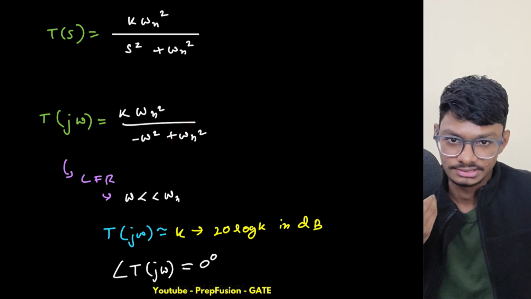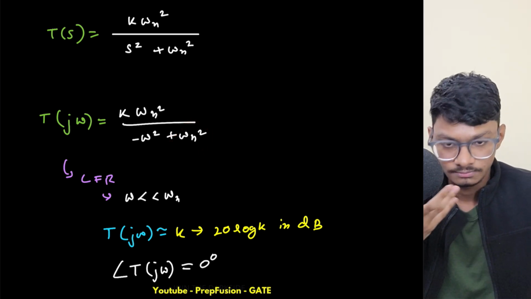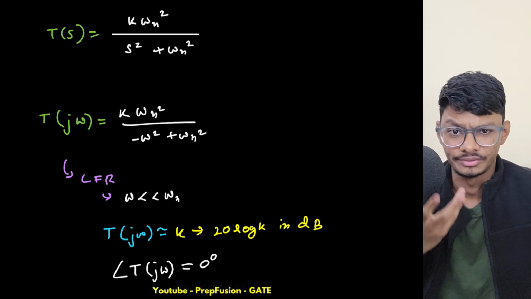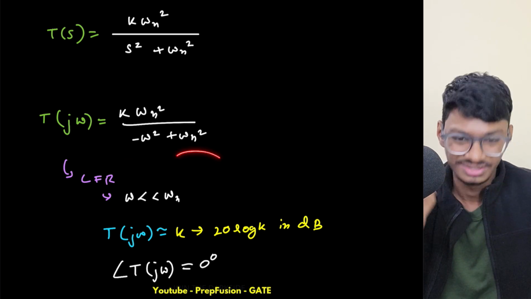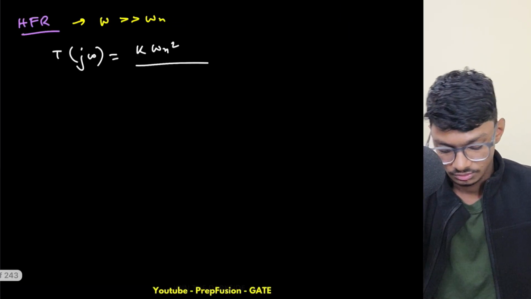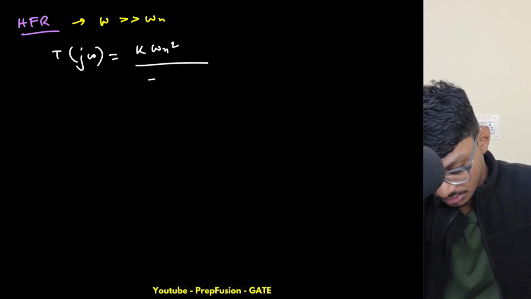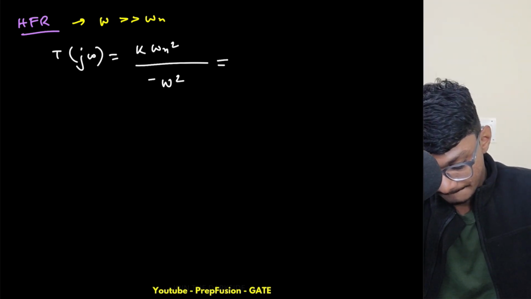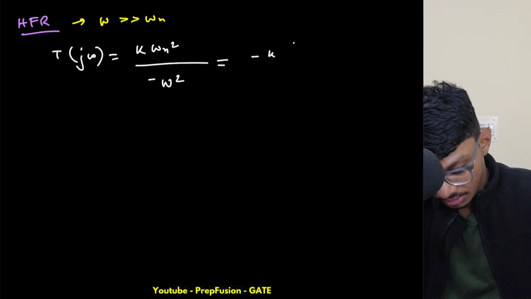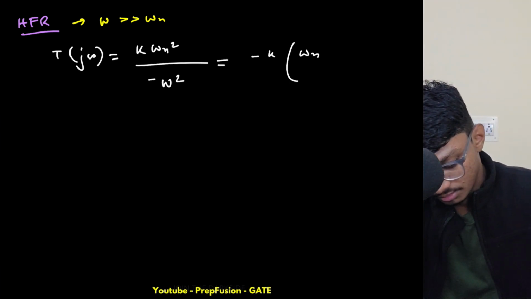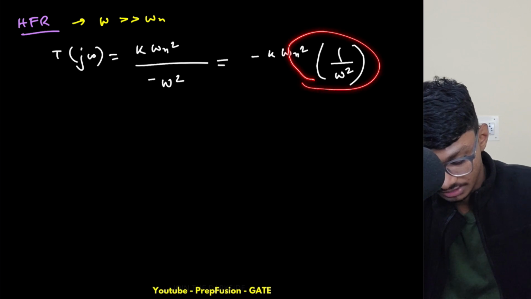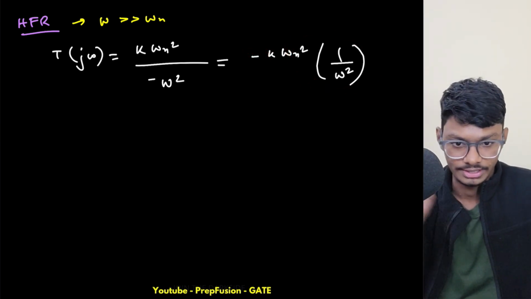So let's assume a few numbers. Omega n is 1 and omega n square is 10, or you can say 20. So it is minus 400 plus 1, doesn't even matter. So this will be minus omega square. Now things change a bit. So this is minus k into omega n square into 1 by omega square. Obviously these are positive, but there is a negative sign over here, so the phase obviously changes. That is the first thing.